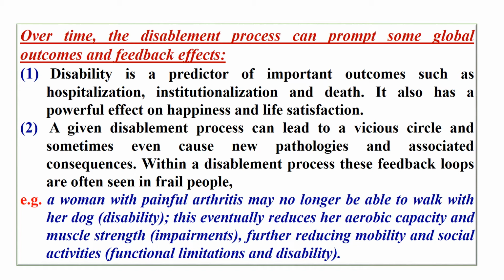For example, a woman with painful arthritis may no longer be able to walk with her dog, which is a disability. This eventually reduces her aerobic capacity and muscle strength, which are impairments, further reducing mobility and social activities function, which represent the functional limitations and disability.